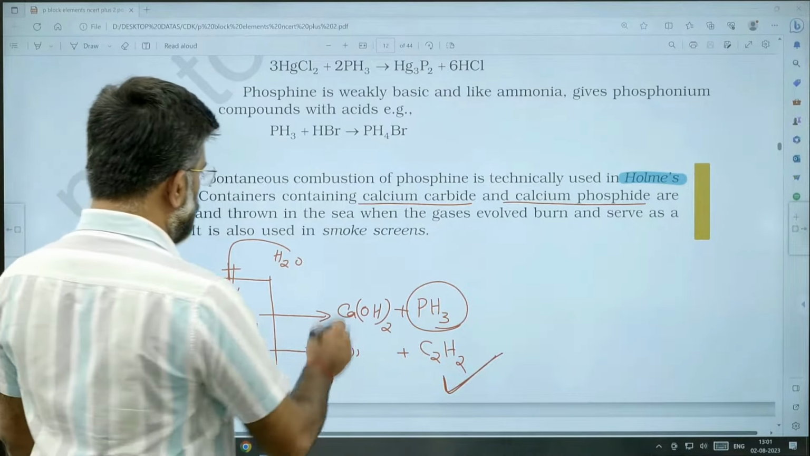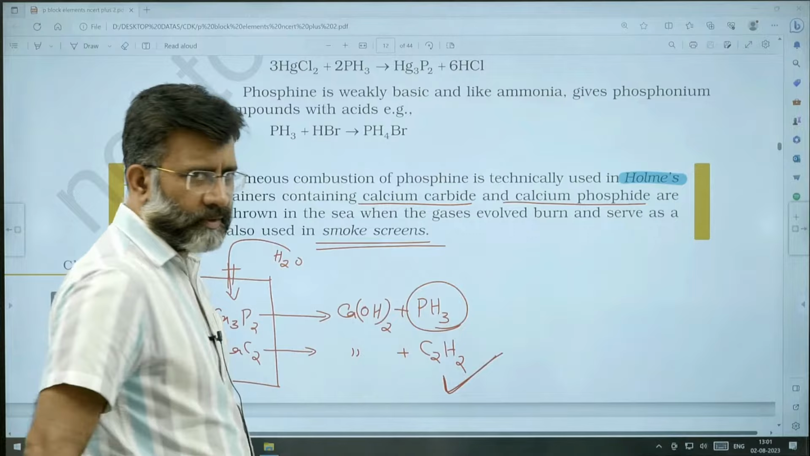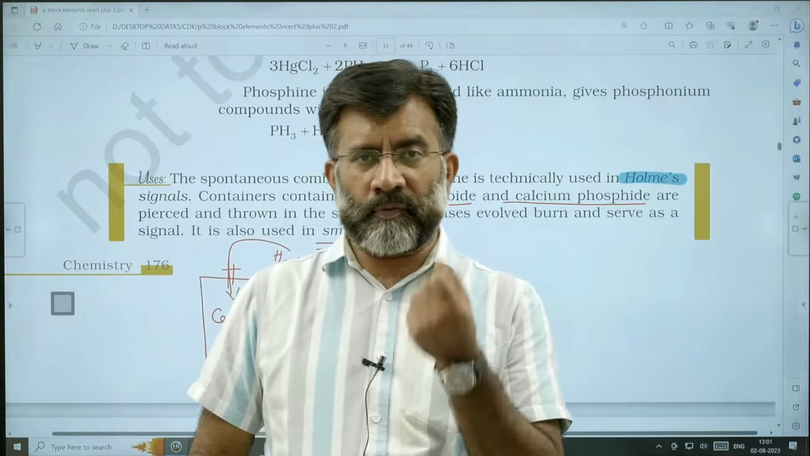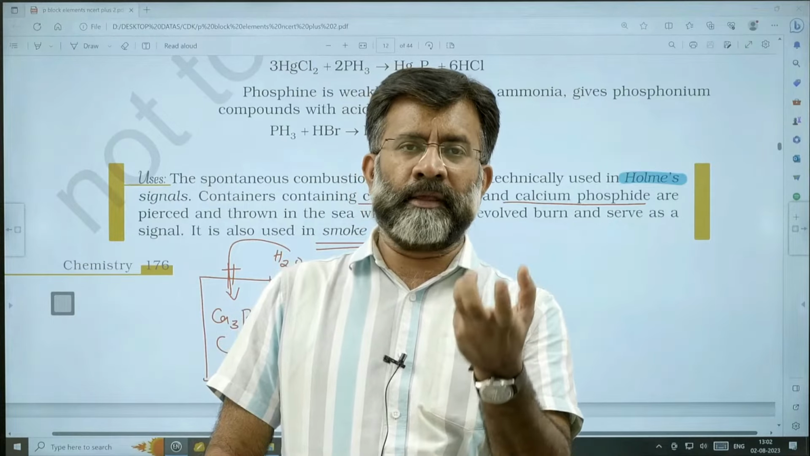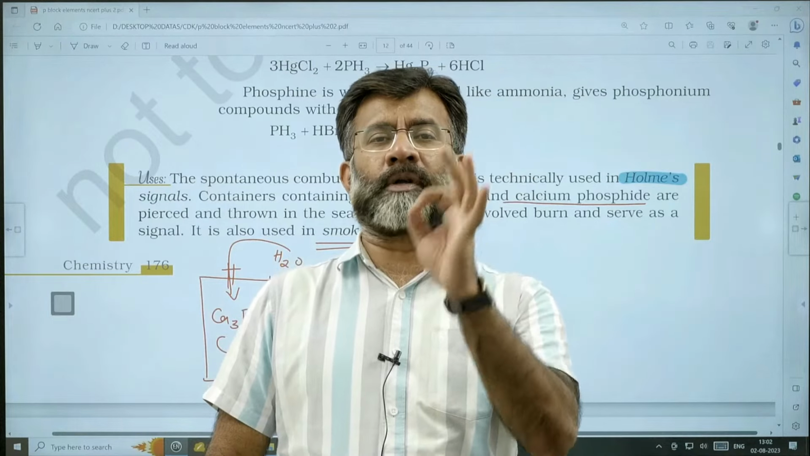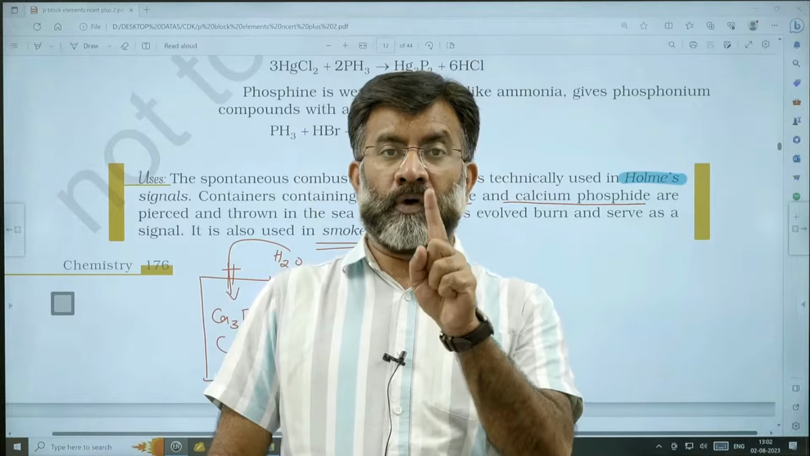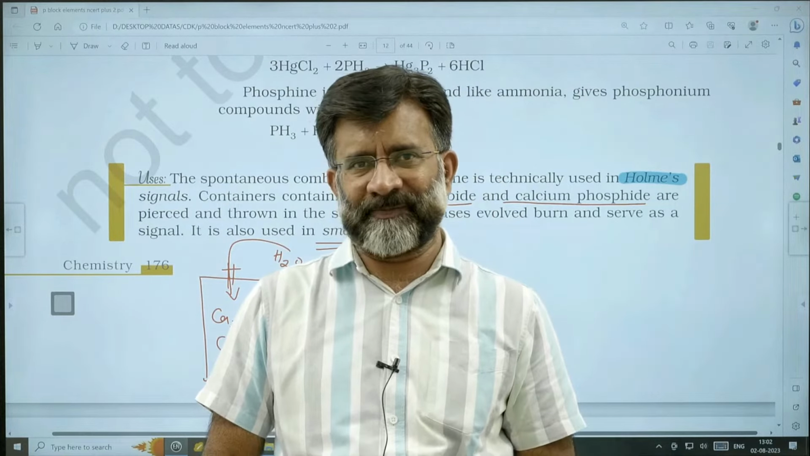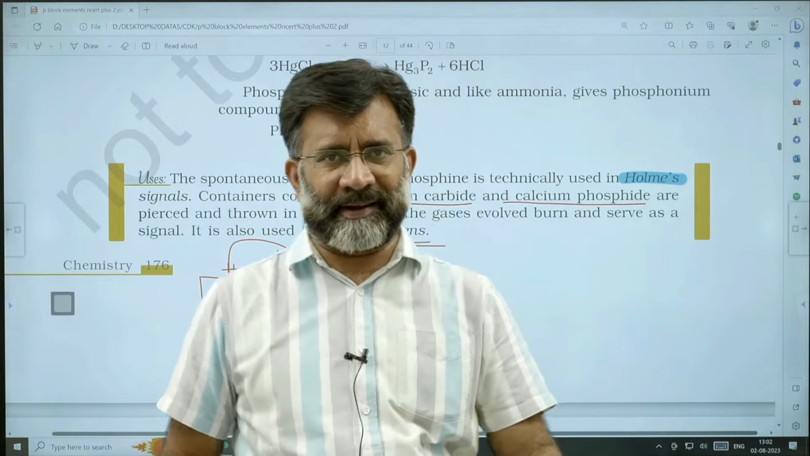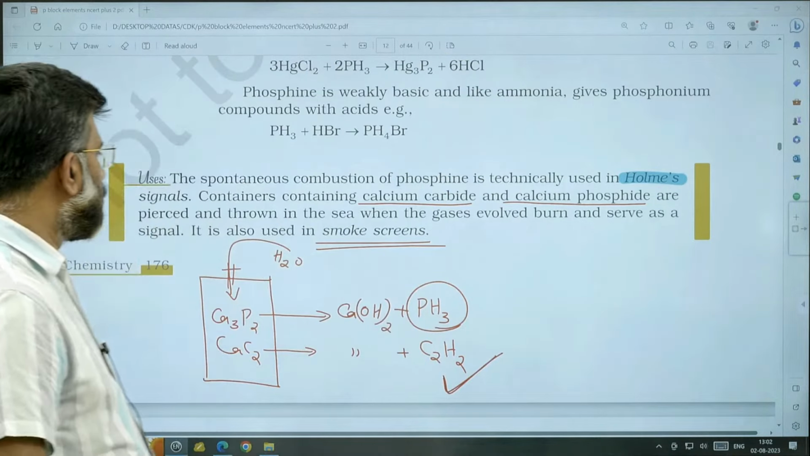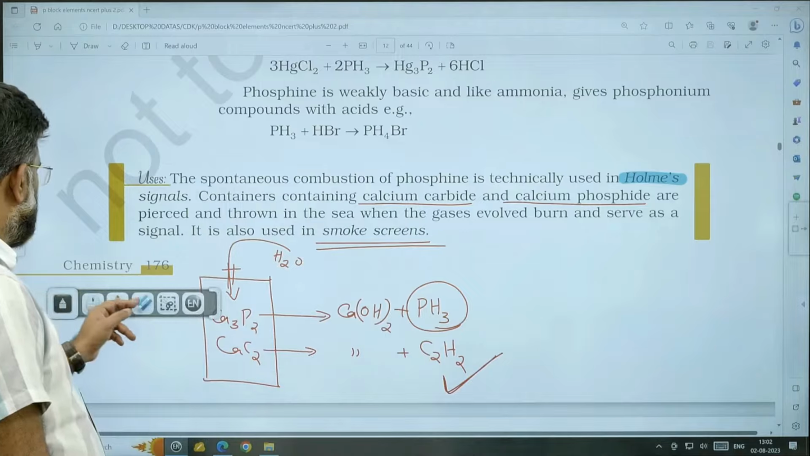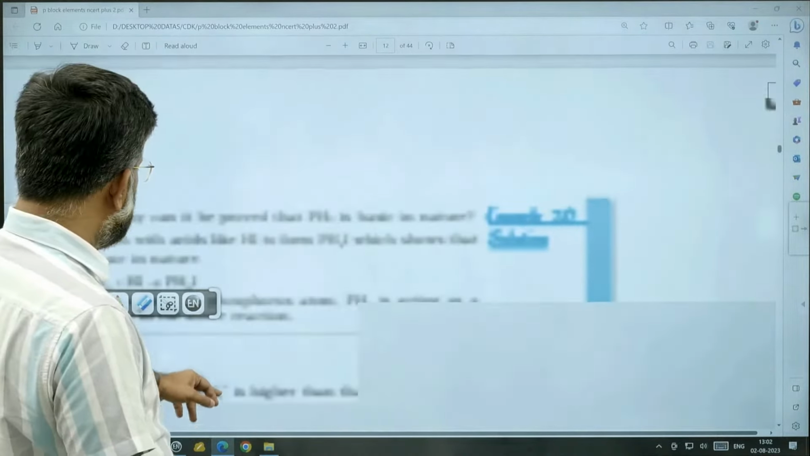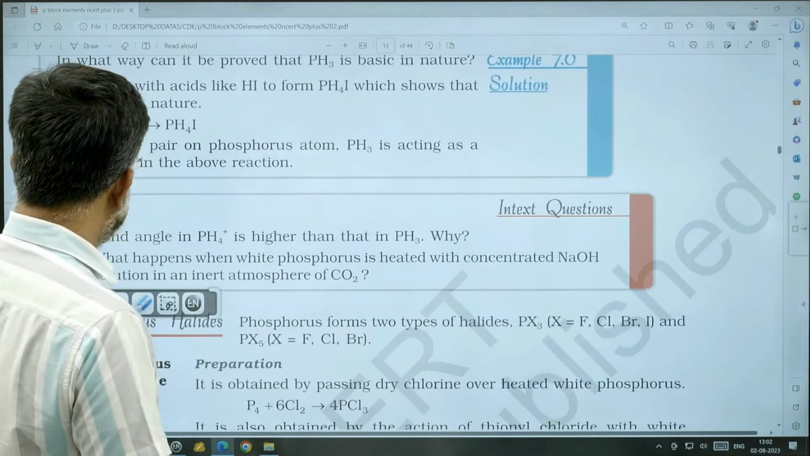It is also used in smoke screens, as just discussed. When phosphorus vapors or phosphine burn, you get P4O10, phosphorus pentoxide. Formation of phosphorus pentoxide forms vortex rings and creates a smoke screen, right? And that is about phosphine.